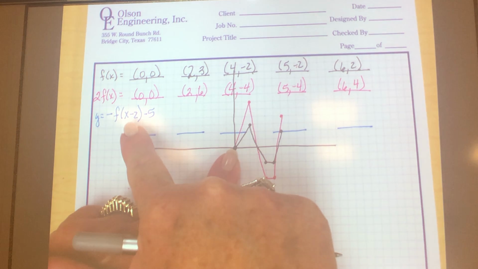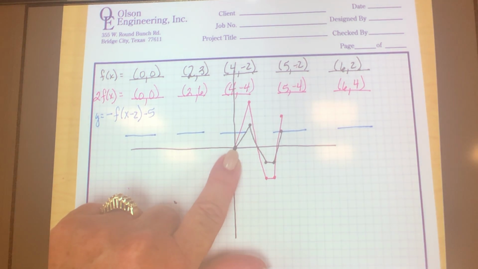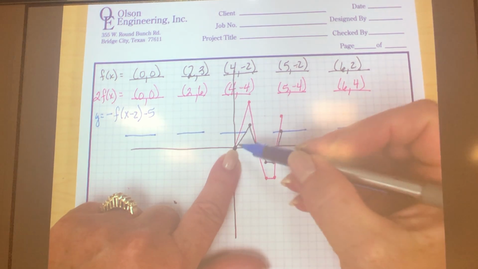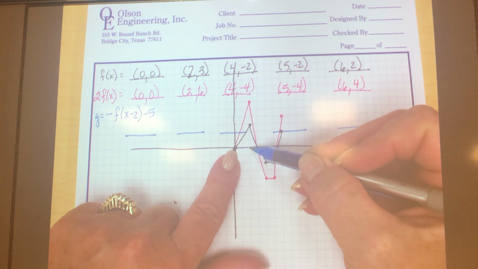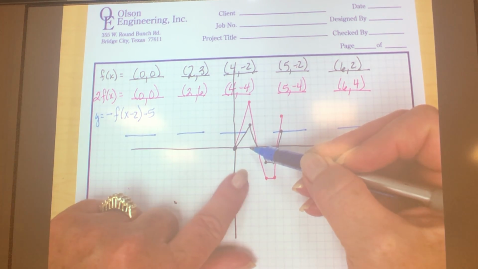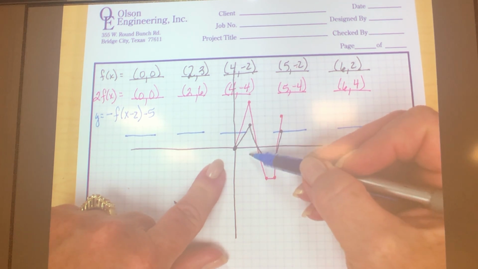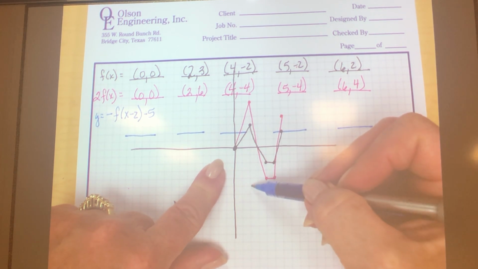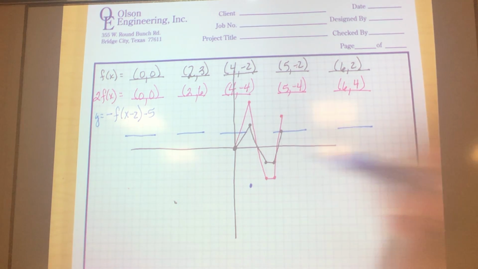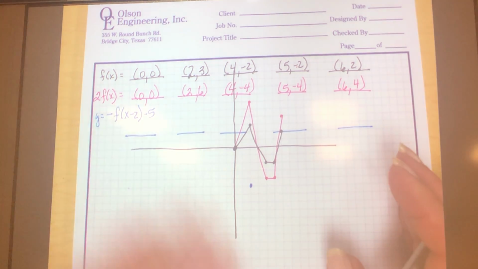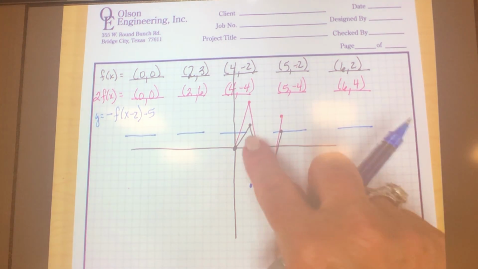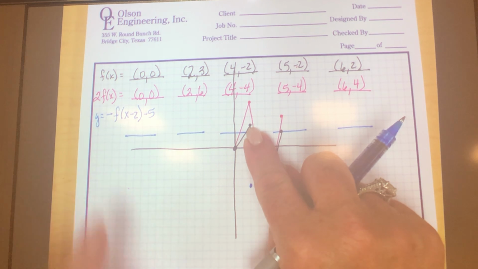So what does this minus 2 do to that point? Move it to the right. Moves it to the right 2. So I go 1, 2. I'm right here. Are you with me? What does this minus 5 do to this point? Bring it down. 1, 2, 3, 4, 5. So that's the new point, okay? That's the new point. Now let's do this point right here.